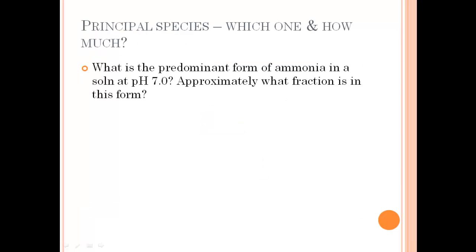Let's try one. Principal species, which one and how much? What is the predominant form of ammonia in a solution at pH 7.0? So the first thing you have to do is go to the back of the book and figure out ammonia, and of course it would be in the form of ammonium ion. Then you'll see that the pKa is 9.24. Right here they give you a pH of 7. So that means that the pH is lower than the pKa, which means, according to our little graph, that the HA form, or the acidic form, is going to predominate. So the NH4 plus species is going to predominate in this solution at a pH of 7.